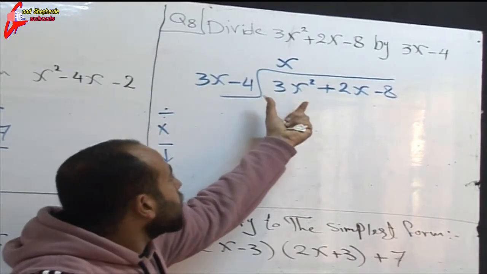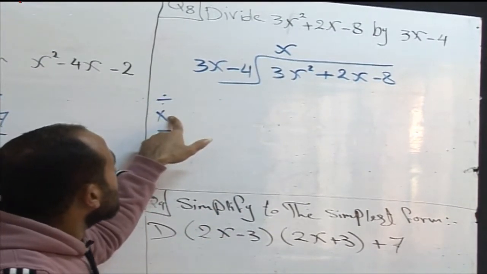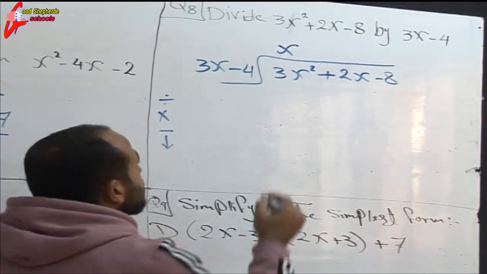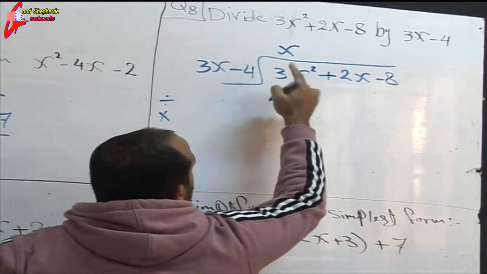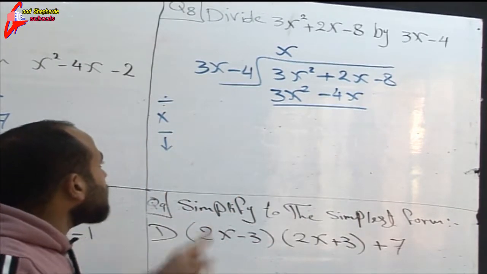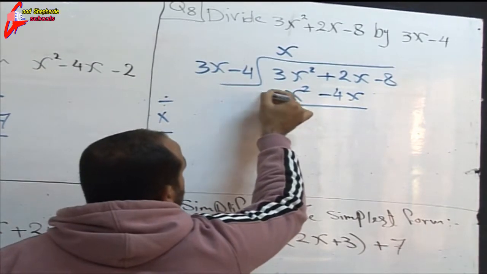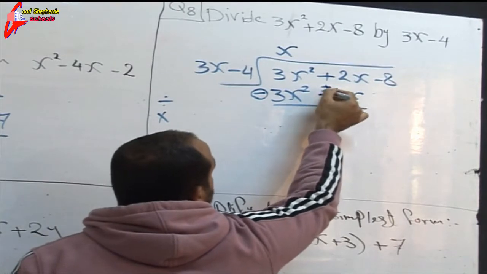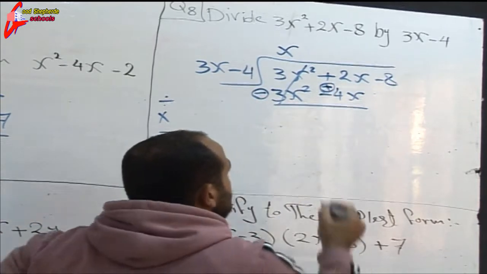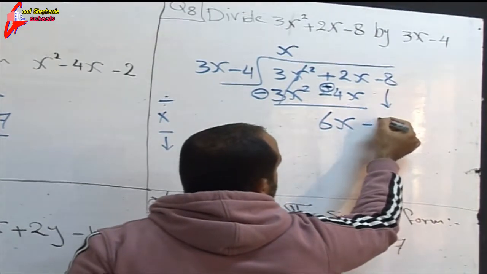First, we divided 3x^2 by 3x. The result is x. Then multiply. We have to multiply x by 3x minus 4. So x times 3x is 3x^2. x times negative 4 is negative 4x. Then subtract. Subtract means it changes the sign. So this will be negative and this will be positive. Cancel each other. 2x plus 4x, you will get 6x. And then drop. Drop negative 8.